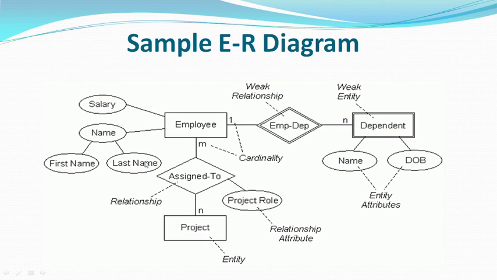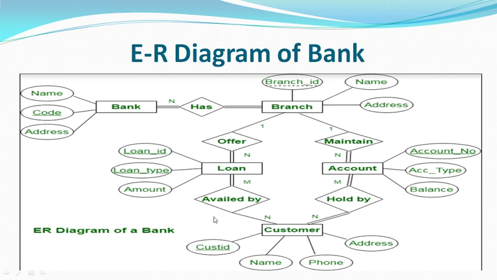The relationship, how one entity is associated with other entities, is represented using the diamond shape. Here assigned to is the relationship. These are all the cardinalities: 1, M, N.